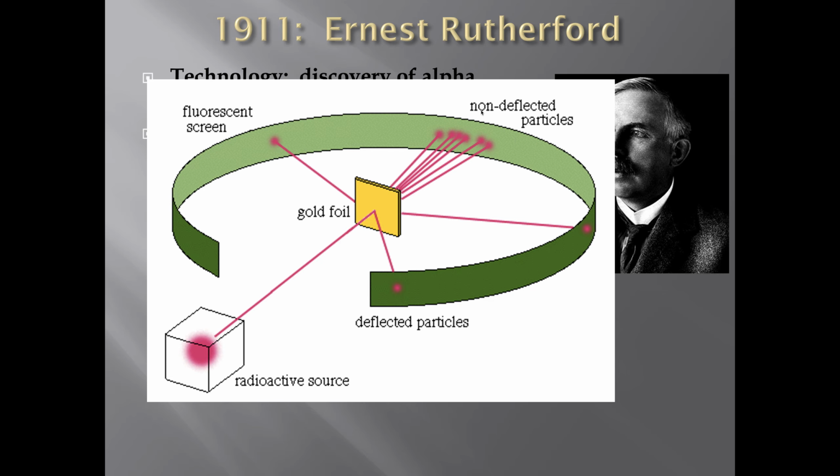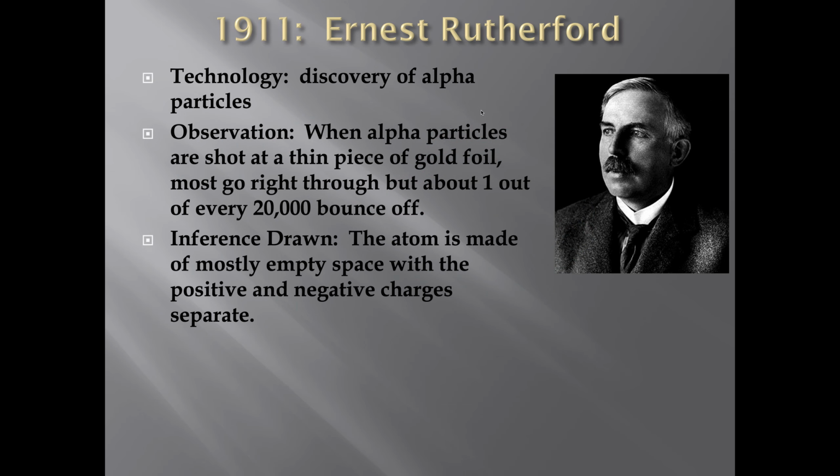Now, since alpha particles are positively charged, if the thing in the atom was negatively charged, then these positive alpha particles would just stick to them and they would never bounce off or come out the other side. Which means whatever these alpha particles were deflecting off of must have a positive charge. So Rutherford discovered what Thomson didn't know, the nature of the positive charge inside the atom. And his model was that the atom is mostly made of empty space. Most of the alpha particles went right through, with the positive and negative charges separated instead of all mixed together.